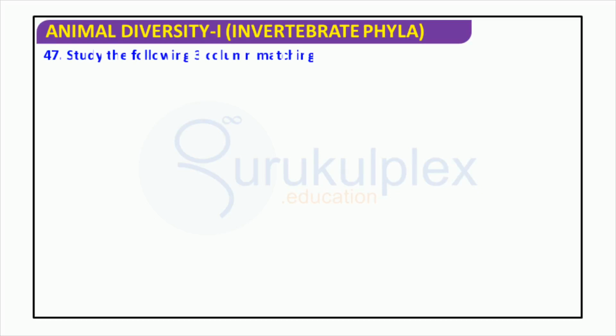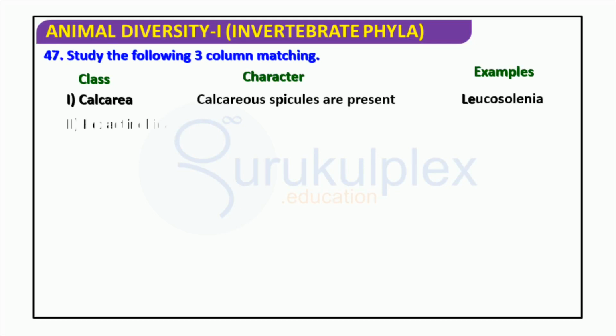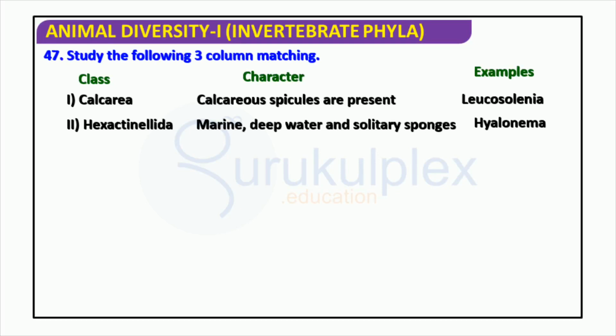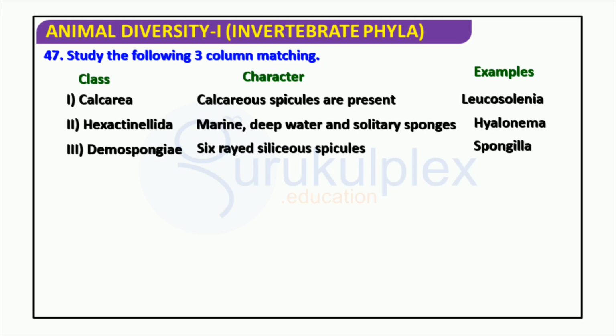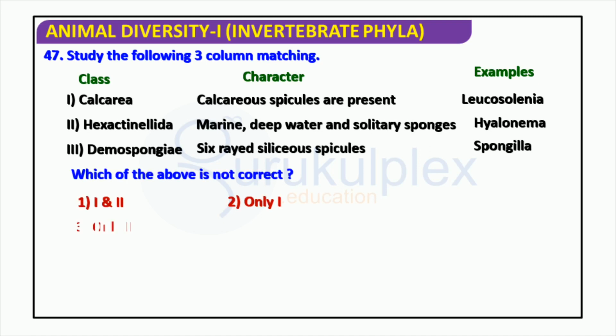Answer. Calcareous spicules are found exclusively in Calcarea, while marine, deep water and solitary sponges are found in Hexactinellida and Demospongiae, and both Hexactinellida and Demospongiae contain 6 rayed siliceous spicules. Examples of each class are Leucoxylenia for Calcarea, Hyalonema for Hexactinellida, and Spongilla for Demospongiae. Hence, the incorrect matching of spicules to classes is option 2, which implies that only Calcarea has calcareous spicules.